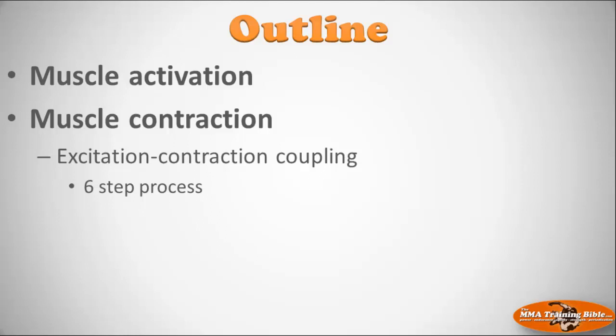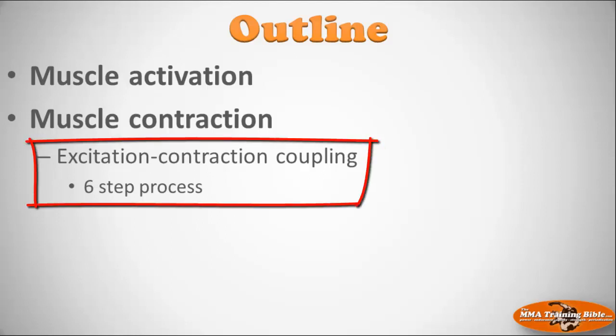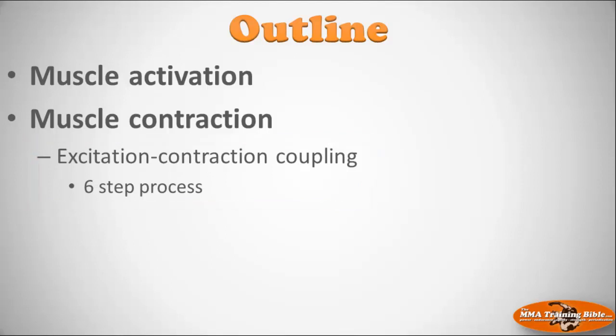So what we want to try to do is draw some pictures in this video, and hopefully you'll be drawing along, and we'll try to figure out how these structures work together to contract, how these structures work together to lengthen or shorten a muscle. And there's really one process that we want to try to focus on in this video. It's called excitation contraction coupling. And we're going to try to break that down in six steps. So after you go through this video, I hope that you have a good understanding of how muscles create movement.